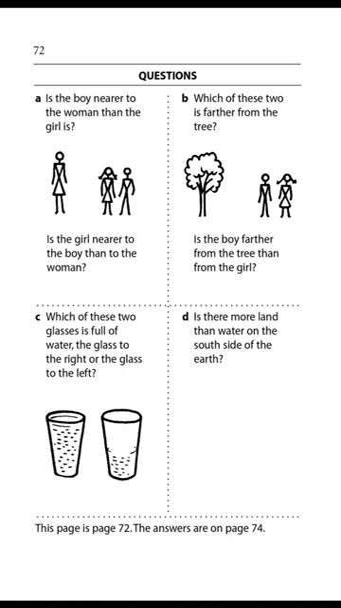C. Which of these two glasses is full of water? The glass to the right or the glass to the left? The glass to the left is full of water. D. Is there more land than water on the south side of the earth? No, there is more water than land on the south side of the earth.